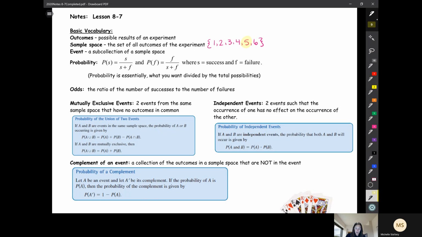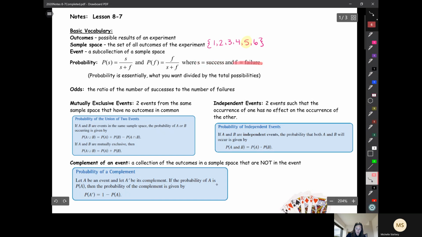Well, the probability is the number of successes divided by the total. The total is the number of successes and failures together. So this denominator here is the total. So the probability of a success is the number of successes divided by the total. The probability of a failure here is the number of failures divided by the total. So for this example, what's the probability of rolling a 5 on the dice? Well, I have one way that I can roll a 5, so that is one success out of 6 possible outcomes in my sample space.